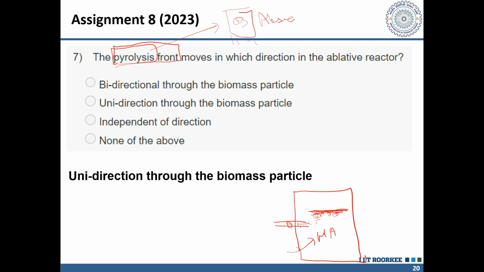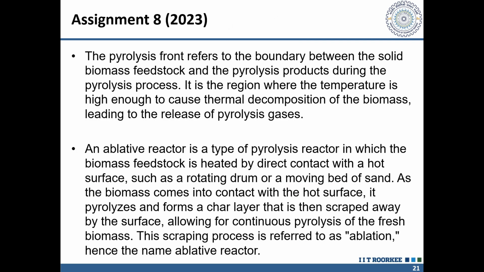Now again some biomass will enter from here and this will push further, so the boundary will go again upward, so the boundary moves in the direction through the biomass. Therefore the answer is unidirection through the biomass particle. I will explain this more in the next slides.